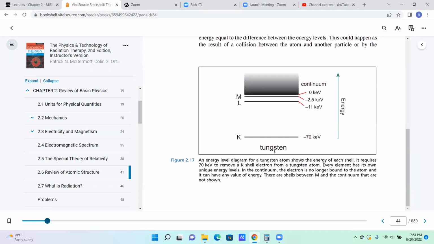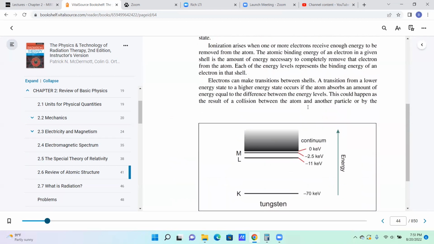So you're kind of seeing here in this particular diagram an energy level from a tungsten atom, which shows the energy of the shell. It requires 70 eV to remove a K shell electron from a tungsten atom. Only 11 here, only 2.5 here. And they can transition between shells.